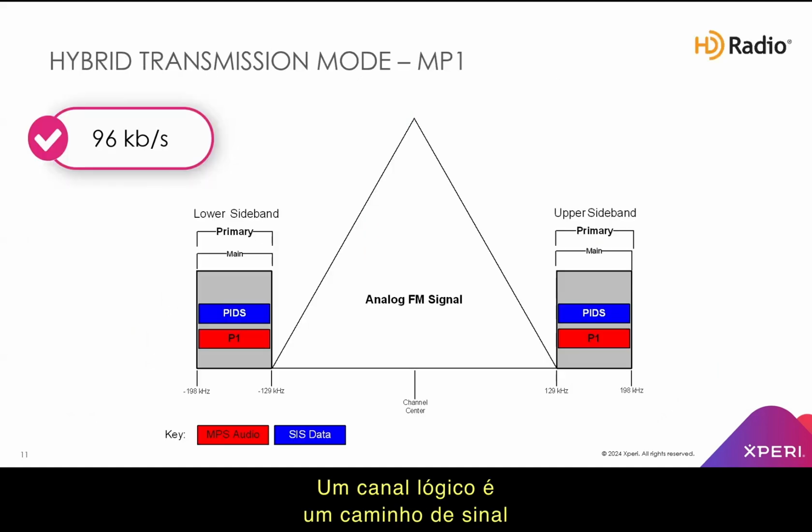A logical channel is a signal path that transmits program content over layer 1 with a specific rate of service, as determined by the service mode. There are 10 logical channels, but not all are used in the service modes. The variety of logical channels reflects the inherent flexibility of the system.